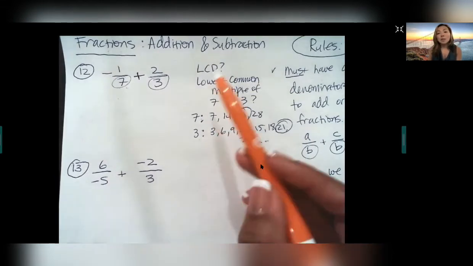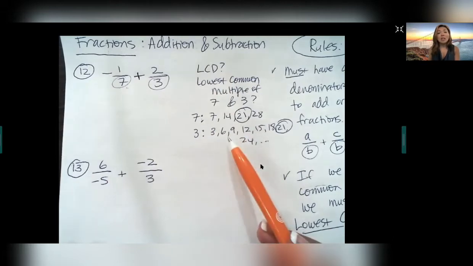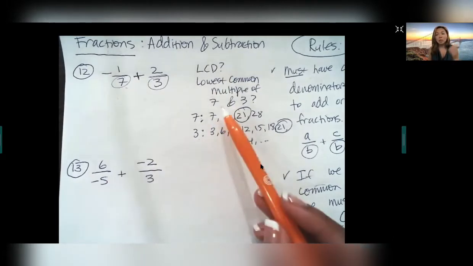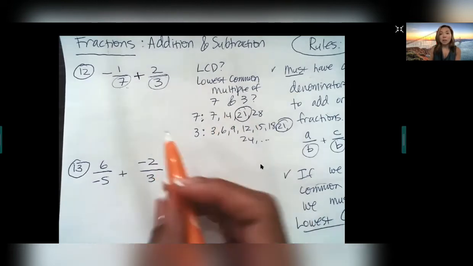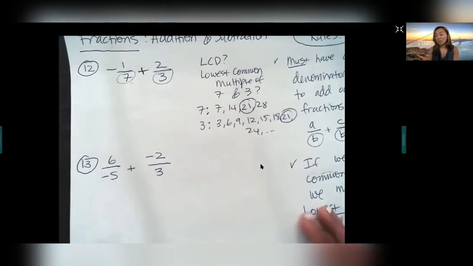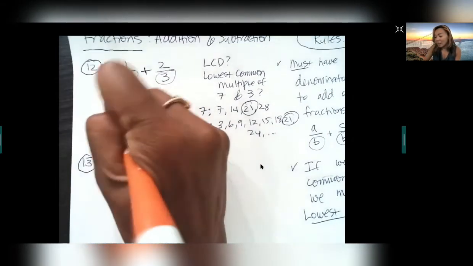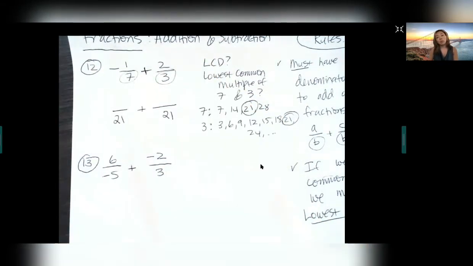So hopefully after you do this many times, you won't have to write it all out, but if you need to, feel free to do so. After a while, if you can do it in your head, it's a lot faster. And that's why doing homework problems and practice problems helps you to get faster at these things. So now I'm going to manipulate this fraction so that it has the lowest common denominator of 21.